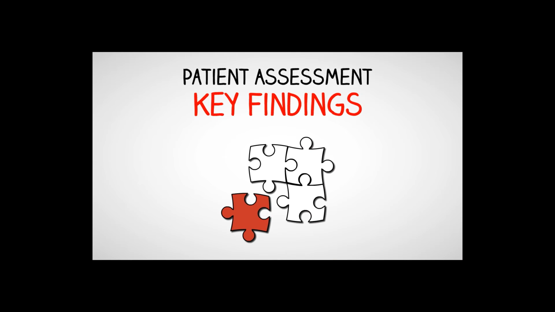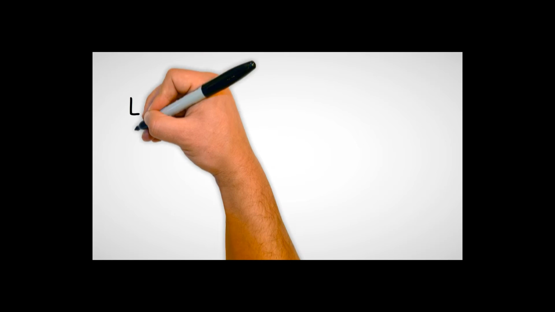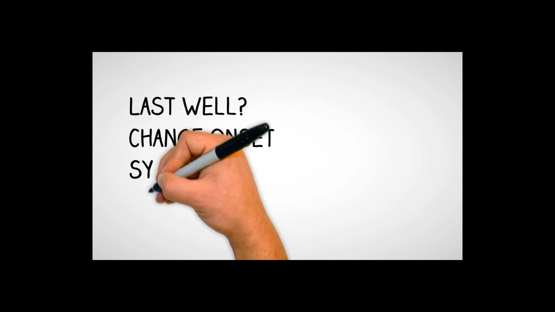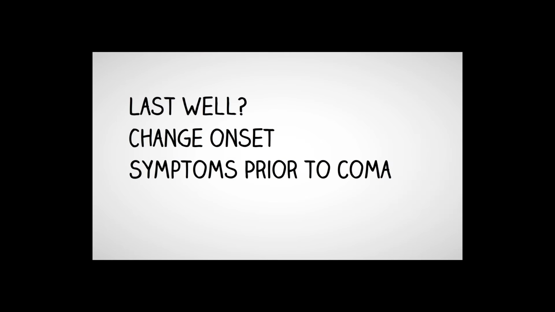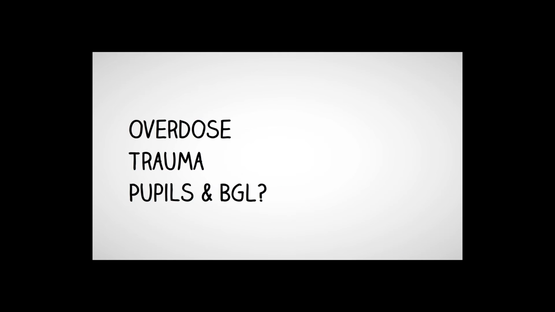And what are some of your key findings? We'll talk about patient assessment when you're assessing these patients. We want to find out, when was the last time the patient was seen well? What was the onset of the symptoms, and how did they progress? And what were the symptoms that might have preceded that onset of the coma, just prior to the coma? Think about drug use, even overdose on prescription drugs. Look for evidence of trauma, like I said, especially head trauma, your pupil response, and your blood sugar.